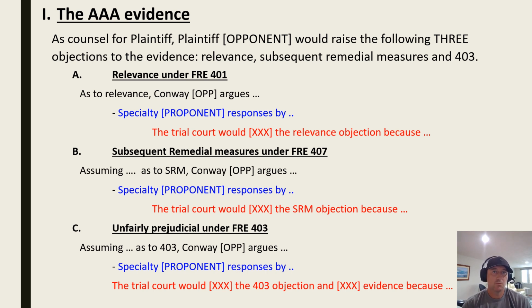And I would go through each one of those objections so we know in the end, how does the court rule on each individual objection, and therefore how do they rule on admitting the evidence or excluding it.